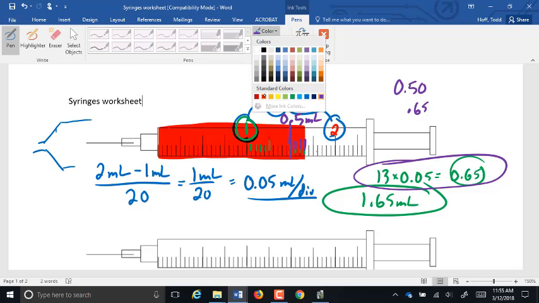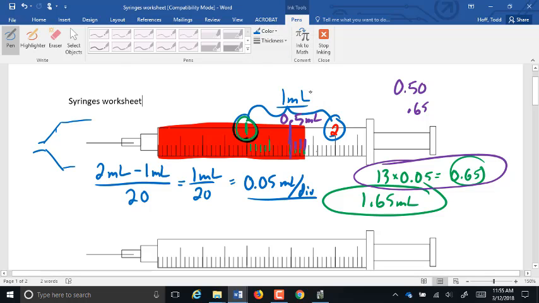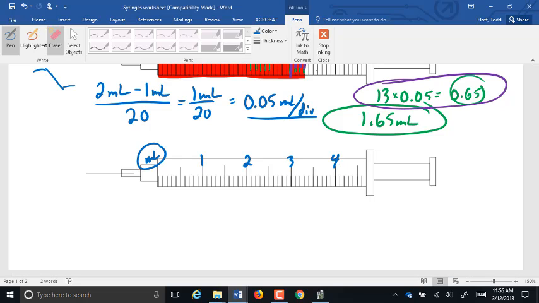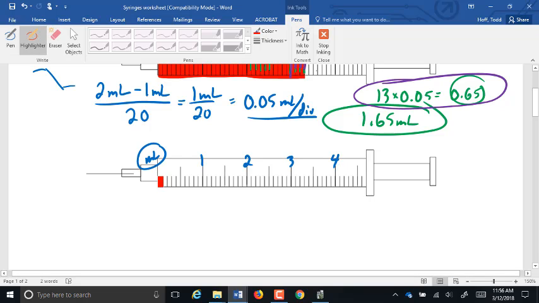Let's look at another one. So this next one down here, again, this is milliliters. We're going to assume these are marked in milliliters unless otherwise stated. And let's say we have 1, 2, 3, 4 like that. I'm going to go ahead and fill it up. I'm just going to mark it on the bottom so I don't cover up my numbers. So I'll mark it like that.